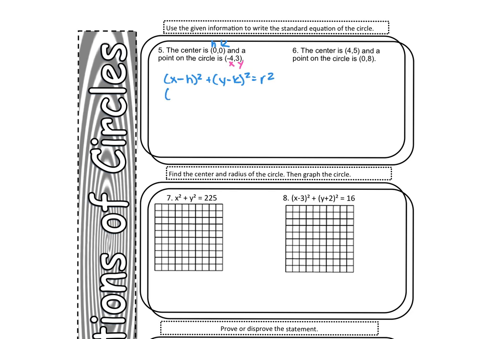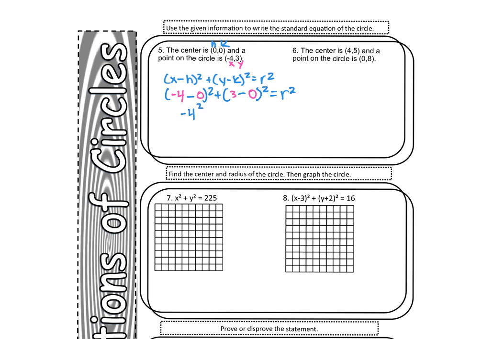So we have x, which is actually -4. And then we subtract our h, which is 0. And then we square that and add our y, which is 3. And we subtract our k, which is 0. And then we square that. And it equals r squared because we don't know our r. -4 minus 0 is still -4. And then we square it.